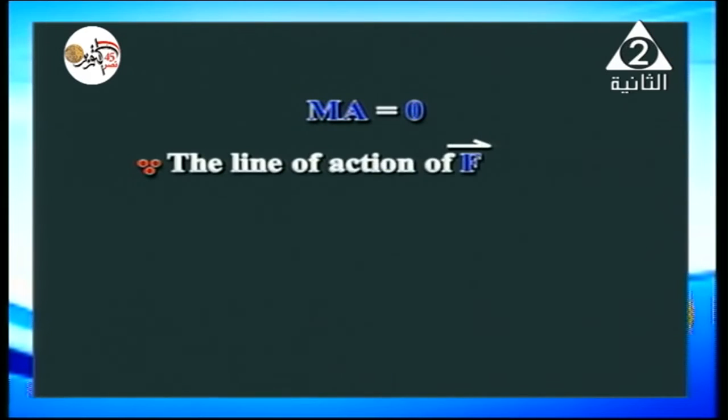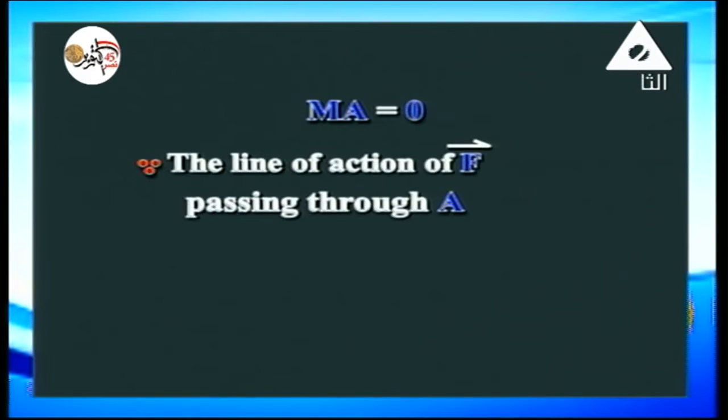Look, MA equals 0. Why? The line of action of F passes through A. We know that the moment at A equals 0. Therefore, the line of action of F passes through A. If the line of action of F passes through any point, then the moment about this point vanishes or equals 0.